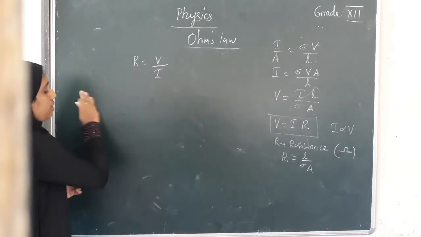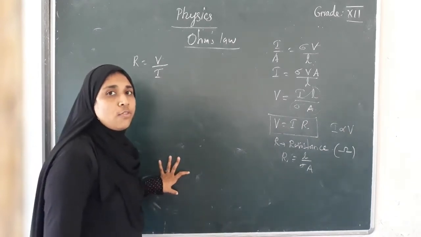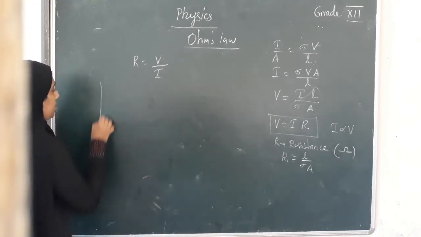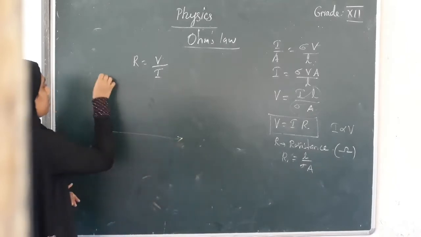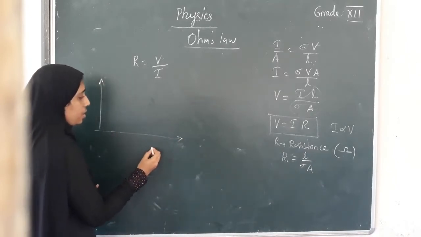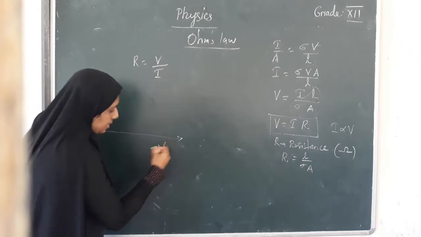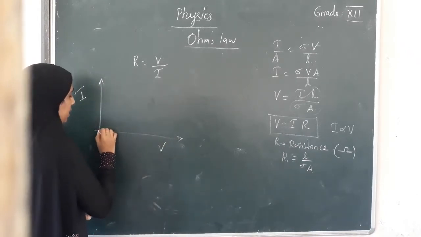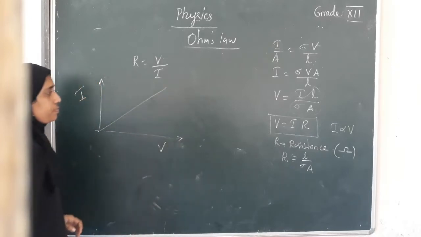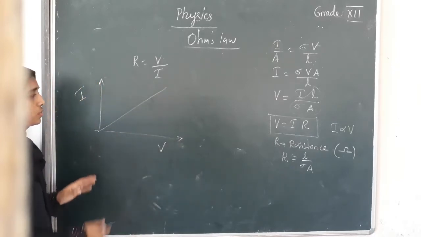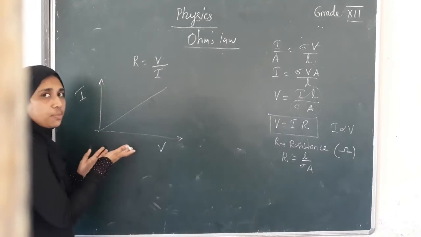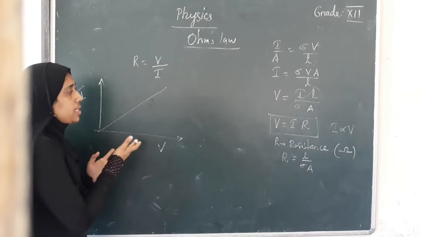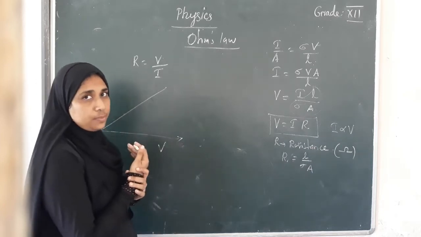When we analyze the characteristics of voltage and current for substances, we will get a graph like this. The voltage is taken along the x-axis and the current is taken along the y-axis. For metals and conductors, we will get a straight line. So when we get a straight line, we can say these materials obey Ohm's law. It is said to be in the ohmic region.